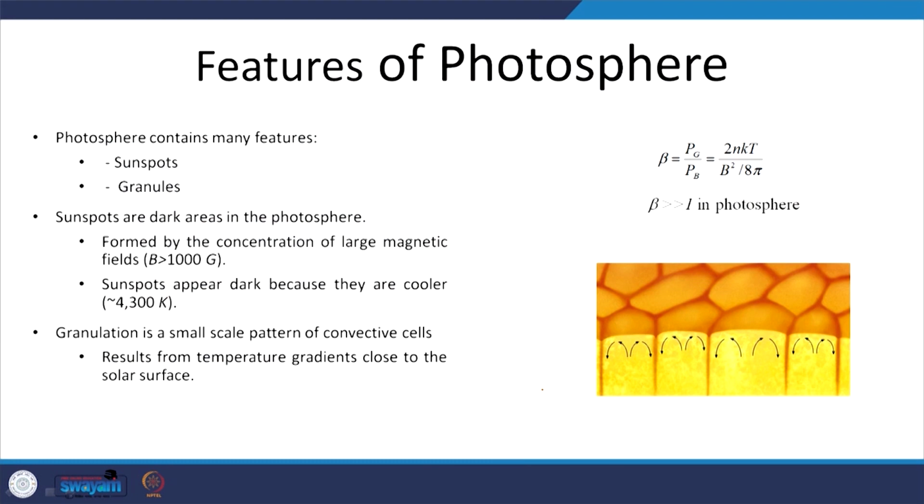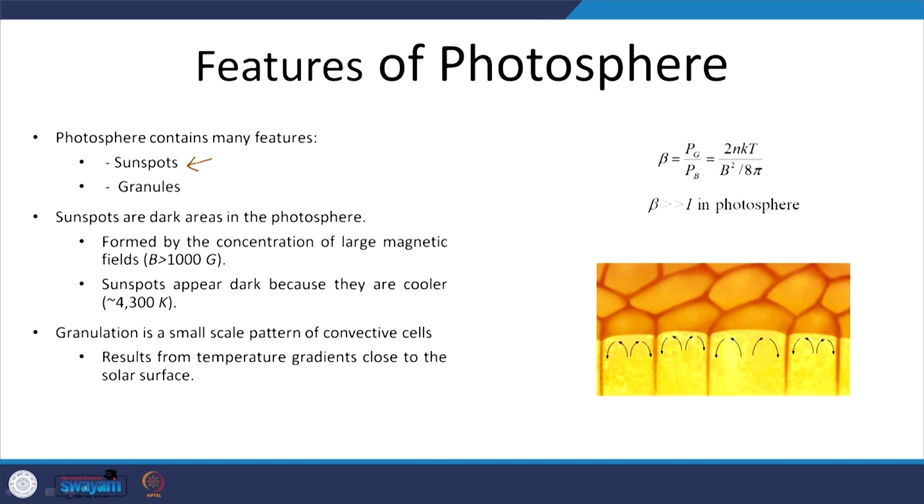Now, there are a few important features about the photosphere. On the top of the photosphere you see something called sunspots or granules. Granules we have already seen. Each granule is a convection cell which is trying to transfer energy from the core to the top. Okay. While on the other hand, another important aspect is called the sunspot.